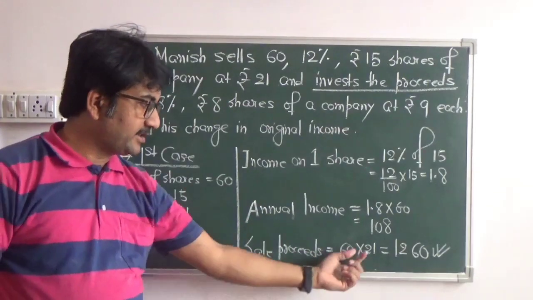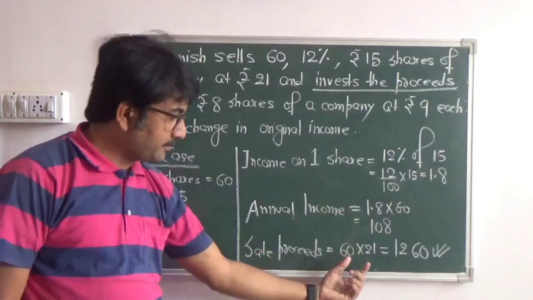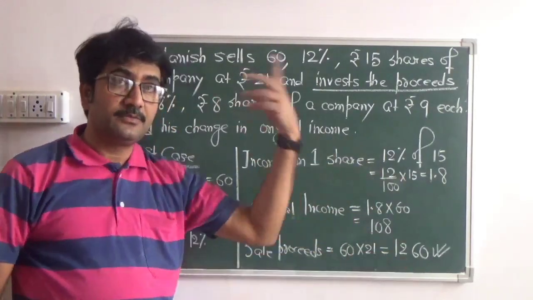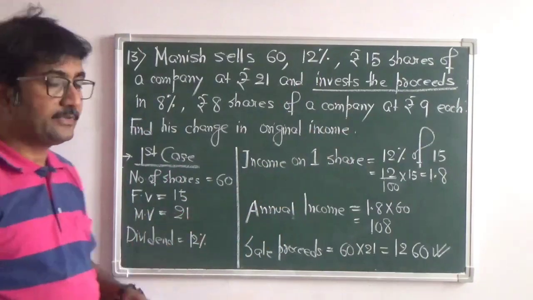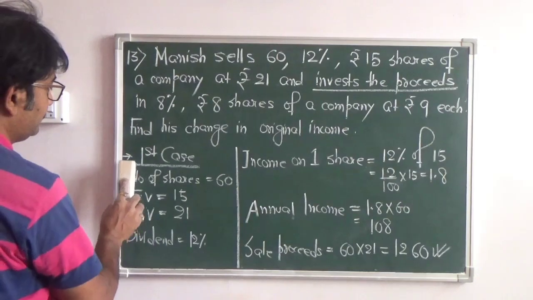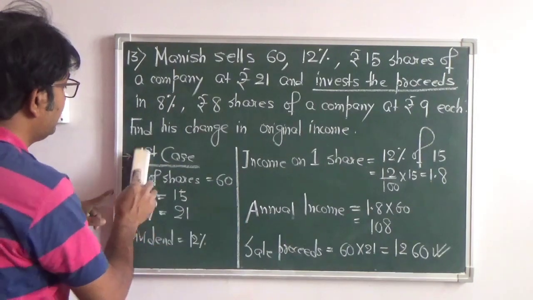Sale proceeds is 60 into 21. 60 is the total number of shares. 21 is the market value of one share. So if you multiply this to get the total investment, this is the total investment for the second condition, and there we will find the total income. So let us first go to, so this first condition I think you note down, and then you move to the second condition.